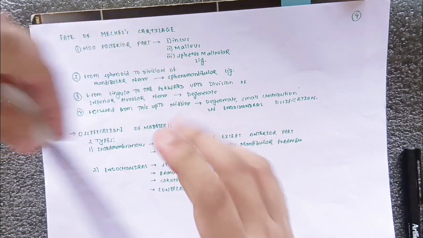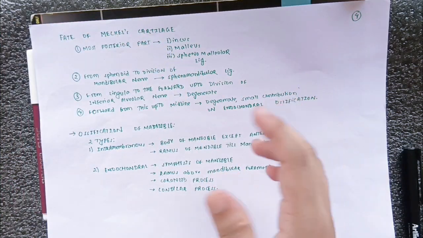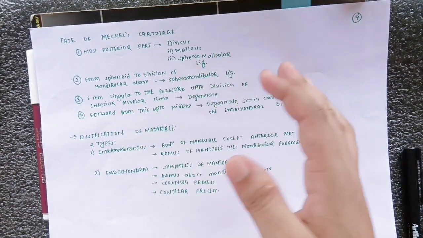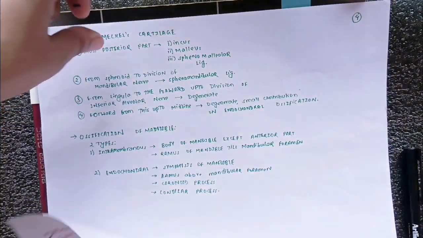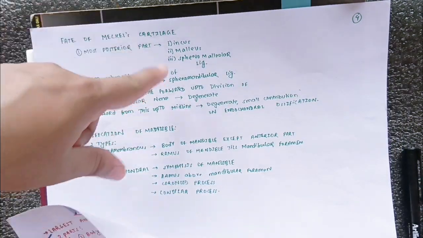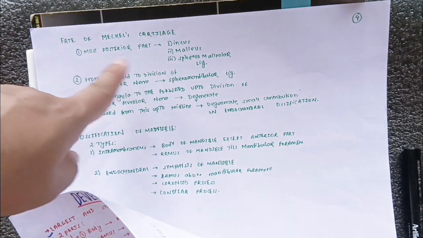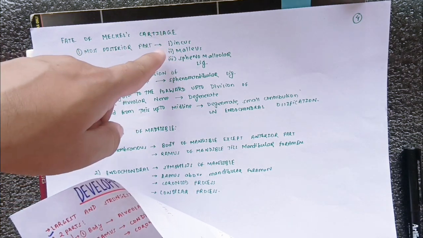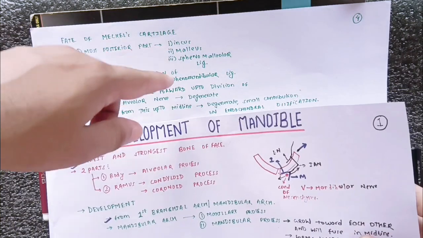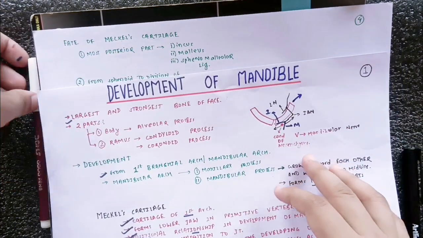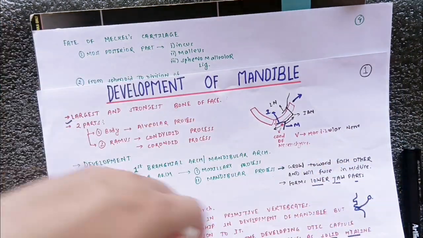So just remember that. If you want to remember which part gave what, then it will be better. But if you don't want to remember this, you should still remember the things that are derived from the Meckel's cartilage, that is incus, malleus, spinomalleolar ligament, spinomandibular ligament. So those 4 are very important. I will show you this in the picture.